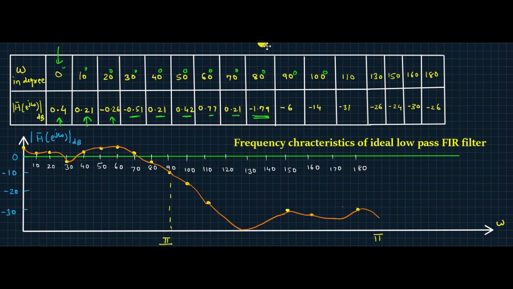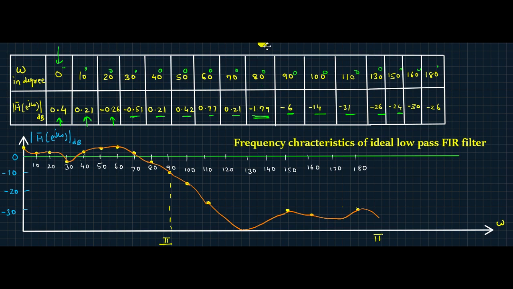Magnitude response starts falling. It's not gain, it's a magnitude response. Magnitude of frequency response. So minus for 90 degree, there is a fall by 60 dB, minus 60 dB. Minus indicates fall in gain. Sorry, fall in magnitude of the frequency response. It's not gain. So 110 degree, 130, 150, and so on. So minus 30, minus 26, minus 24 decibels of fall in the magnitude of frequency response.